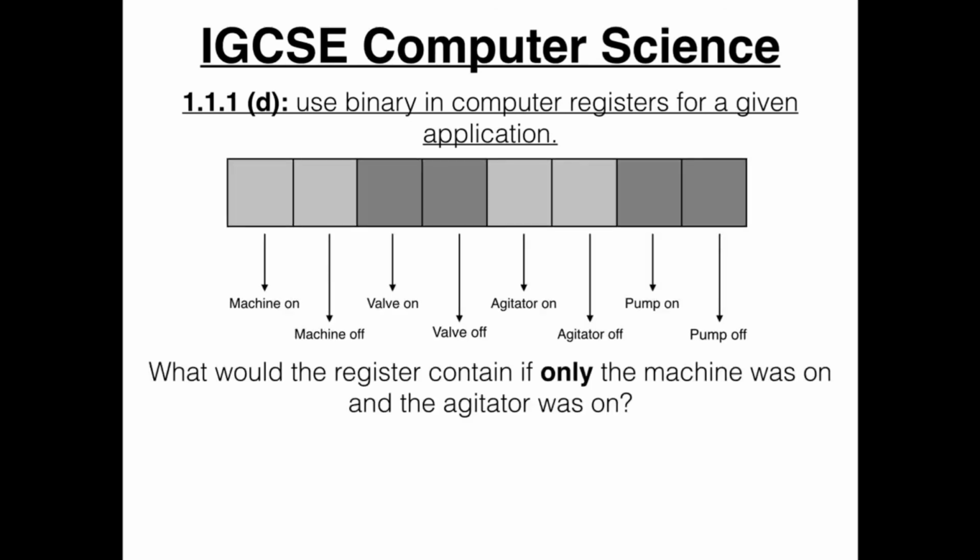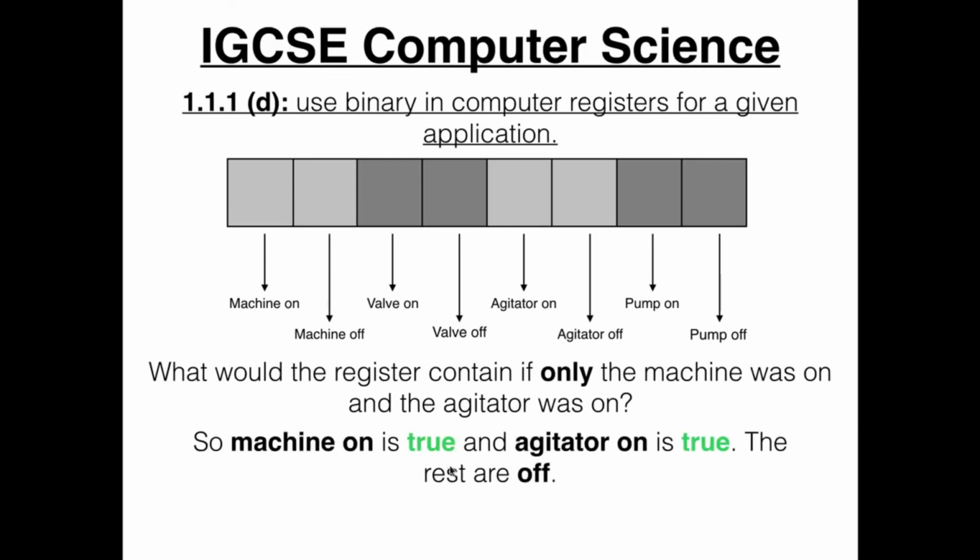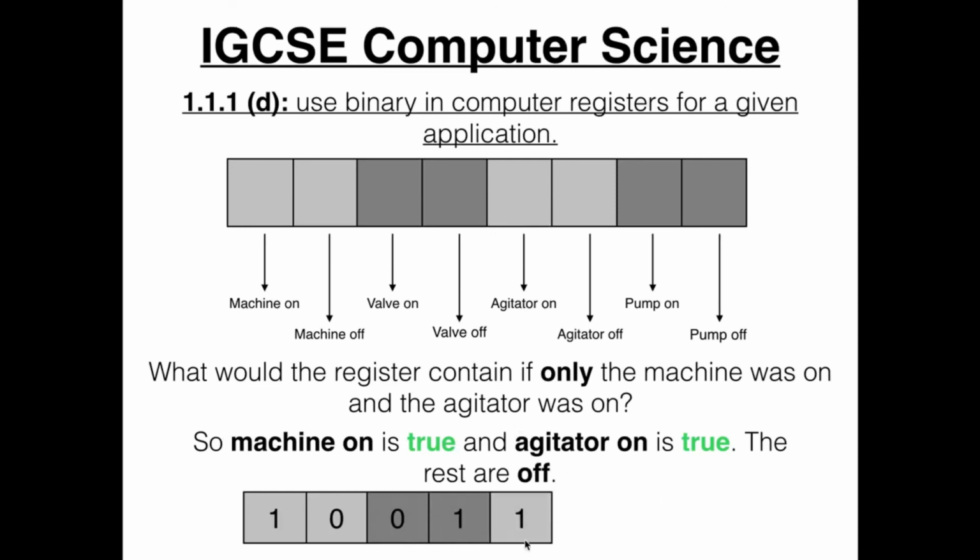You might also get a question saying, what would the register contain if only the machine was on and the agitator was on? We look at the question and see machine on is true and agitator on is true. The rest are off. So machine on is true and machine off is false. Valve on is false, which means that valve off should be true. Agitator on is true, which means agitator off is false. And pump on should be false and pump off should be true.